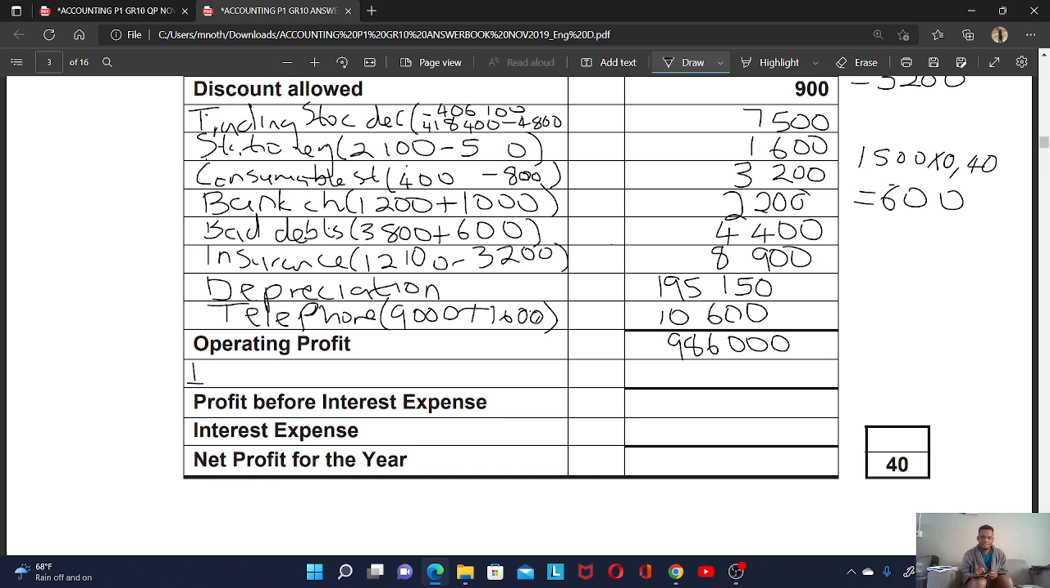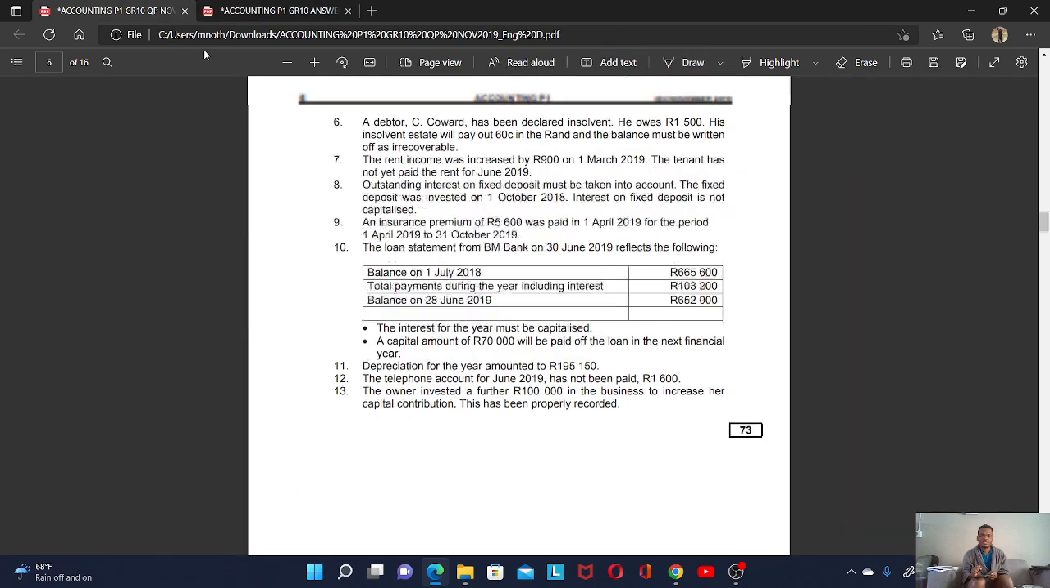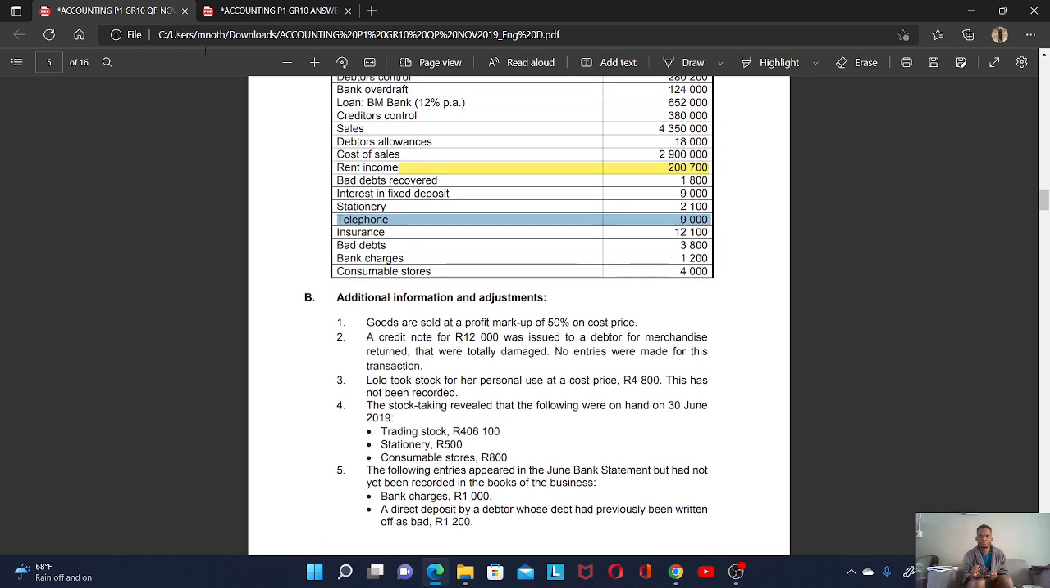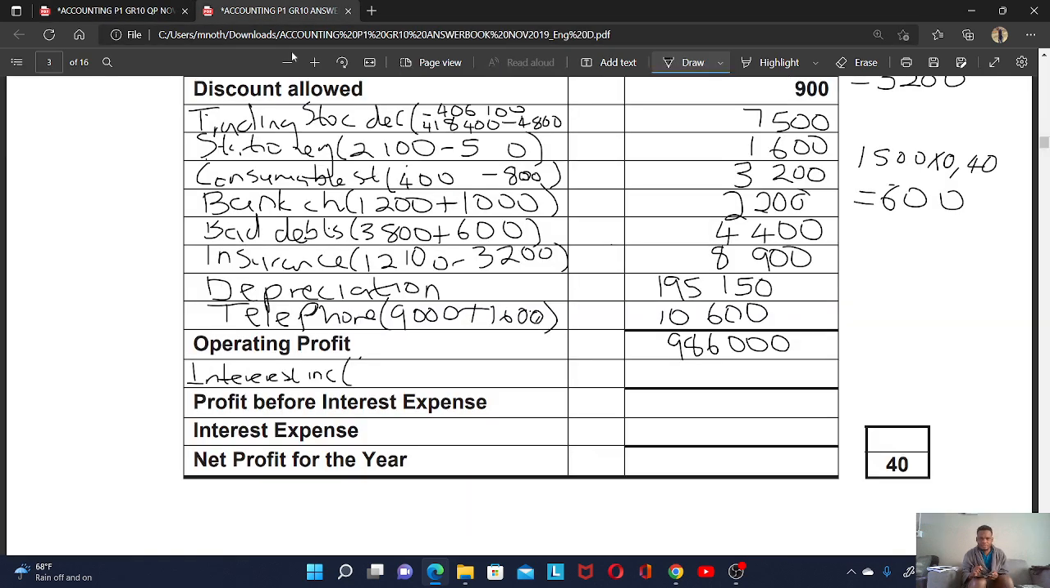And then now we have the interest expense, the interest income, not the interest expense. So it's the interest income. Let's go and check in the trial balance if we have the interest income. Yes, we have the interest on fixed deposits. It's 9,000 rand. Let's go and record it.